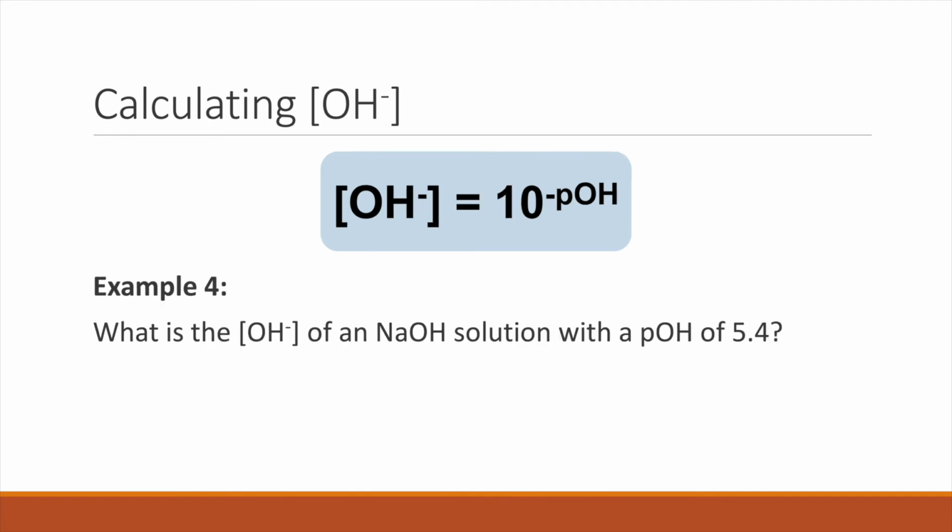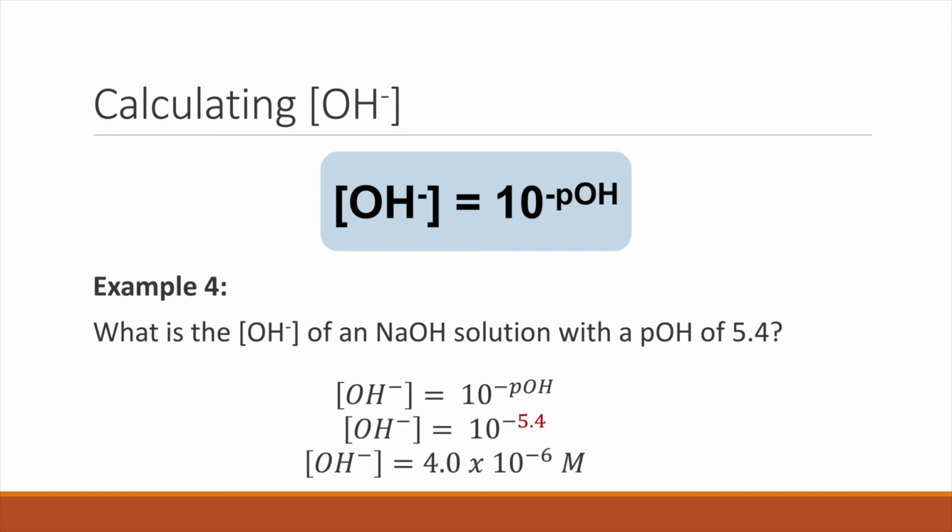Now, going the opposite way, the opposite of log again is 10 to the negative exponent. So for my concentration of OH, if I want to find it from the pOH, I take 10 to the negative pOH. So what is the concentration of OH minus of an NaOH solution with a pOH of 5.4? So 10 to the negative 5.4 gives me 4.0 times 10 to the negative 6 molar.